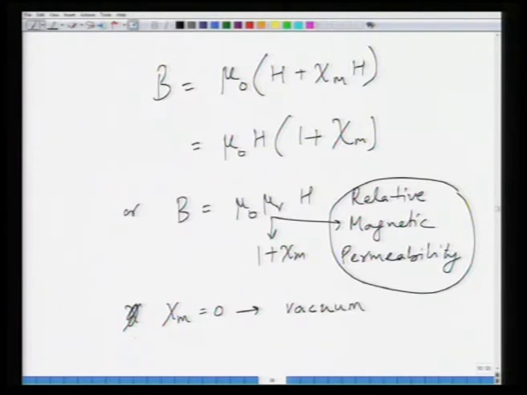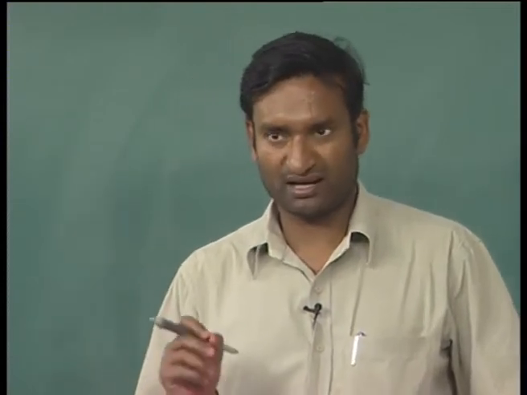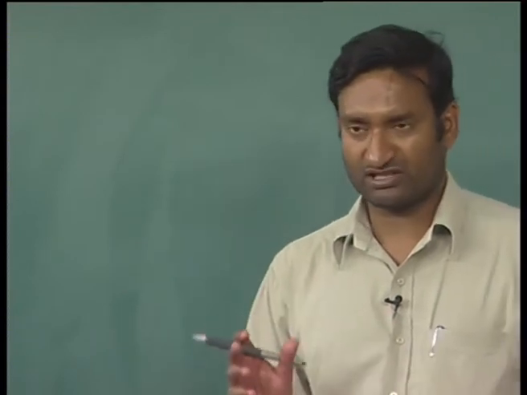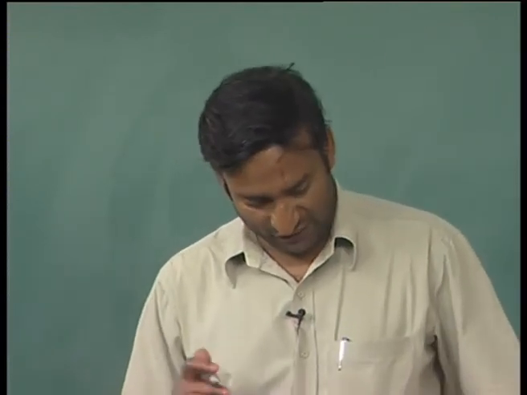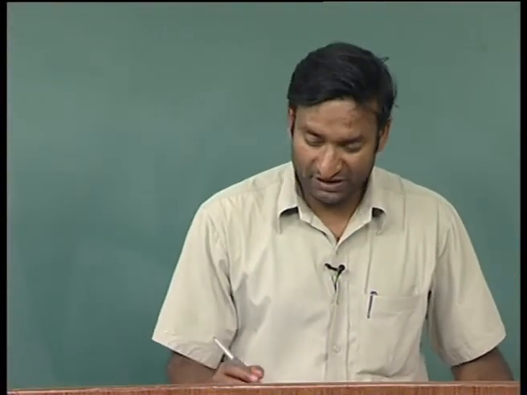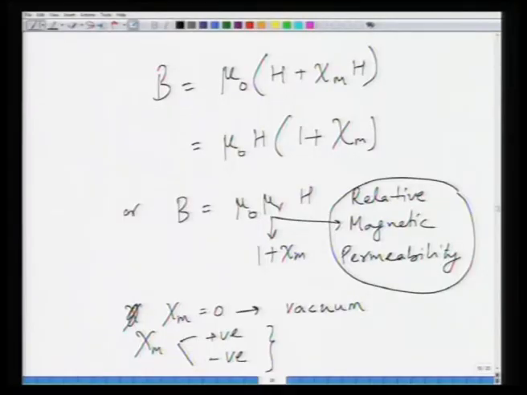However, unlike dielectric materials, chi m can be both positive and negative, and this is the fundamental crucial difference between magnetic and dielectric materials, that while in dielectric materials chi is always greater than 0, here it could be both greater and smaller than 0, positive and negative both. So, this is one of the major differences with the dielectric materials. So, based on this understanding, what we need to do now is classify magnetism on the basis of chi.